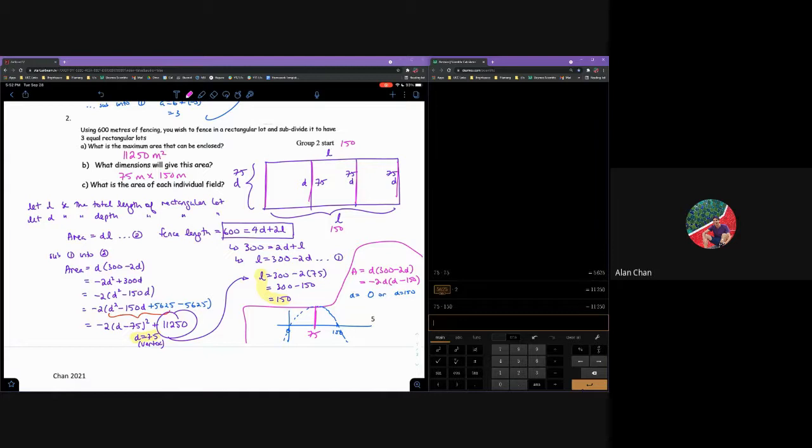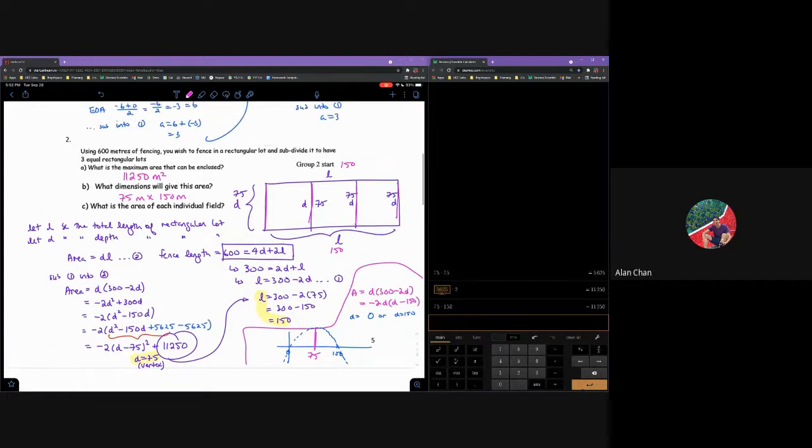And then finally, what's the area of each individual field? What individual field are you talking about? Well, there's 3, right? 1, 2, and 3. We wanted the field to be subdivided into 3. So at this point, all we gotta do is take the total area, which we found in the first answer, divided by 3, and then we'll get each of the individual fields. So the final answer for this is gonna be 11250 divided by 3.